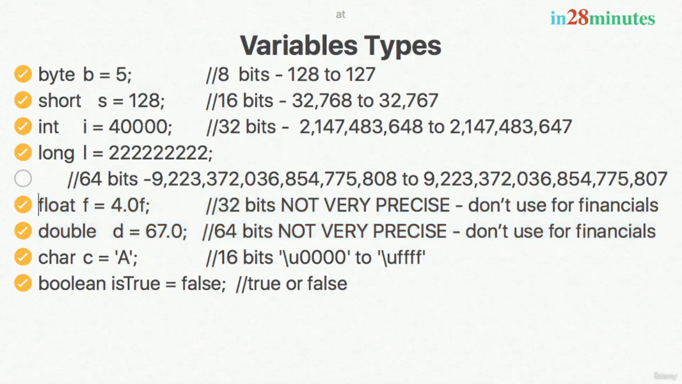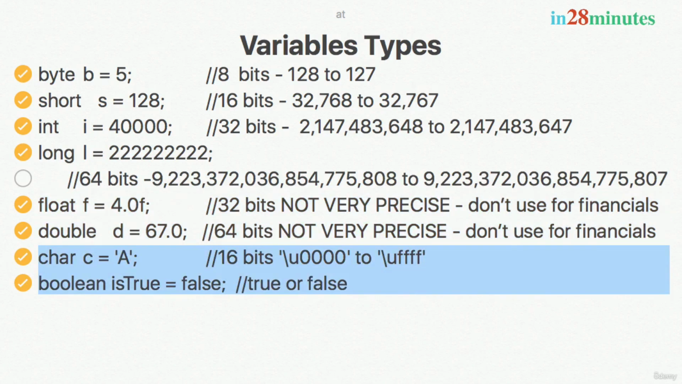One interesting thing to note about float and double is both of them are not really accurate. So if you are going to do financial calculations, then probably you should not use them and you would need to go for something called big decimal, which we will talk about a little later.